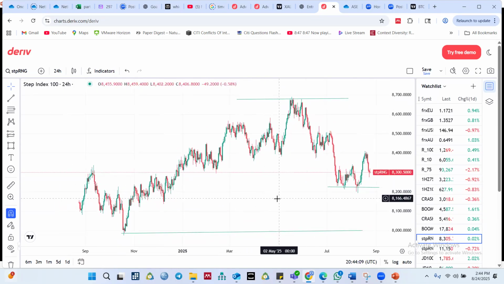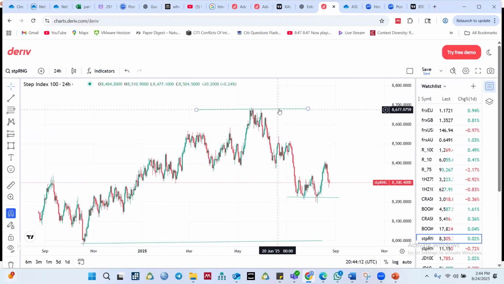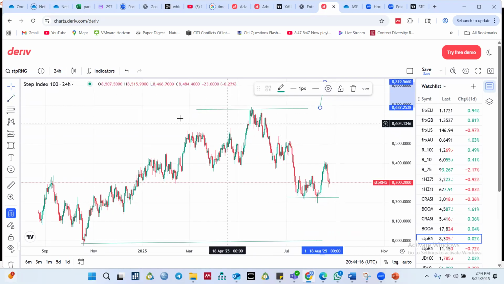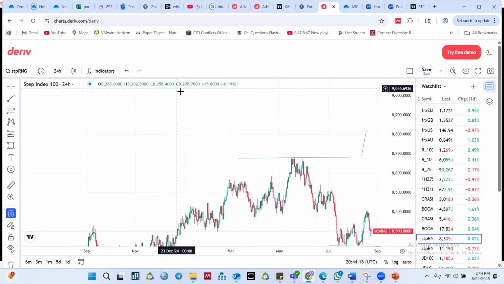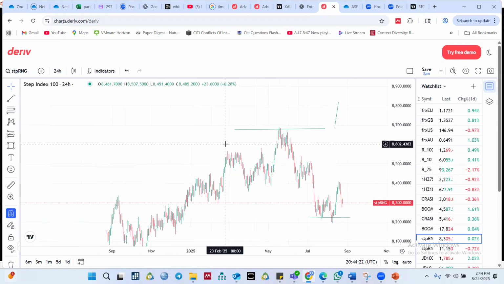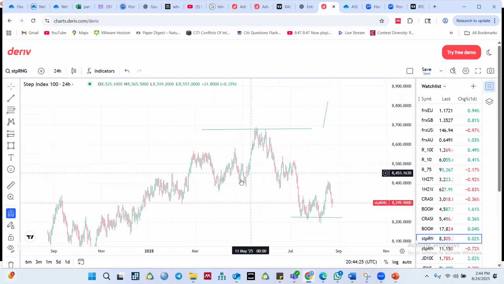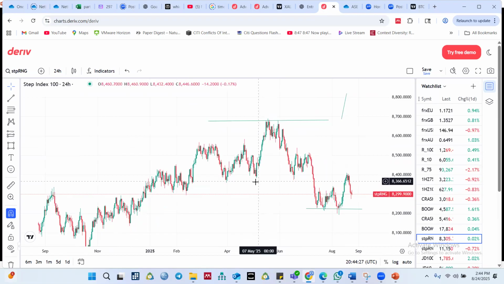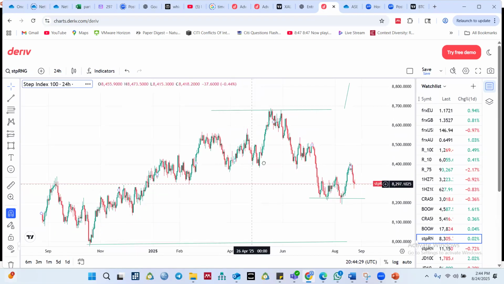Is there price action, a lot of price action up here, above to the top here? No, I'm not seeing anything above that level. Okay, there's nothing above that level on 24 hours. Okay. What about below?